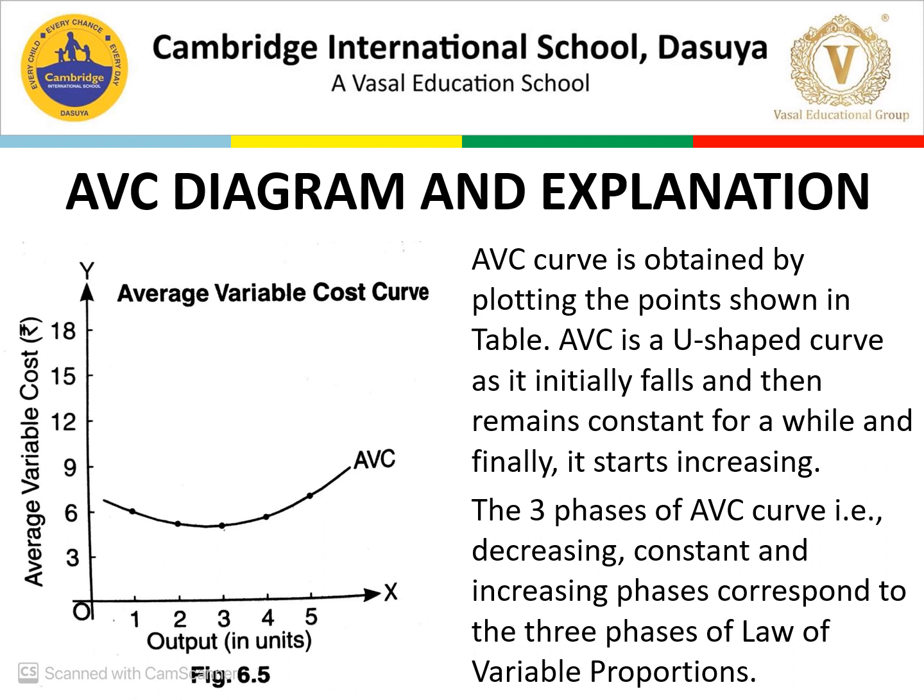So the three phases of the AVC curve are decreasing, constant and increasing phases. These correspond to the three phases of the law of variable proportions. So we are using the same thing here now. Let's move to the next thing.